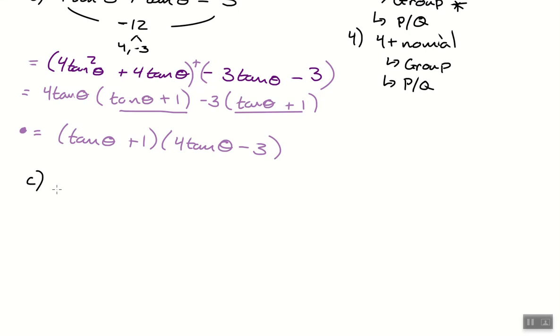I want you to factor the following. C for cotangent squared, we'll use alpha. Cotangent squared alpha plus, I'm going to throw you a curveball, cosecant alpha minus 1.